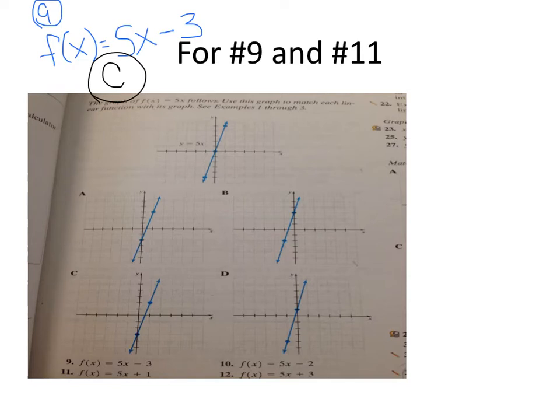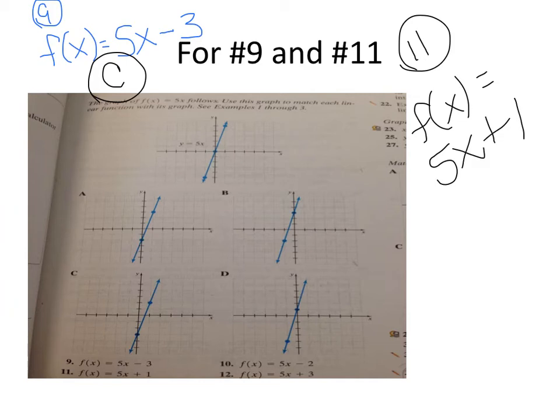And then let's look at number 11. Number 11 says f of x is equal to 5x plus 1. So in this case, my y-intercept is at 1. Is my y-intercept at 1 here? No. 1 here? No. Well, we know it's not C. 1 here? Yep. And my slope is 5. So 1, 2, 3, 4, 5, and over 1? Yep. So in this case, number 11 is D.